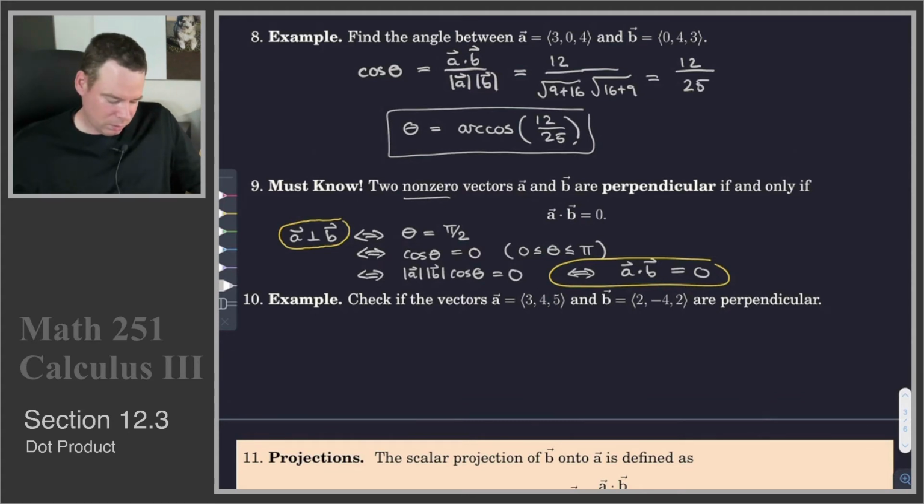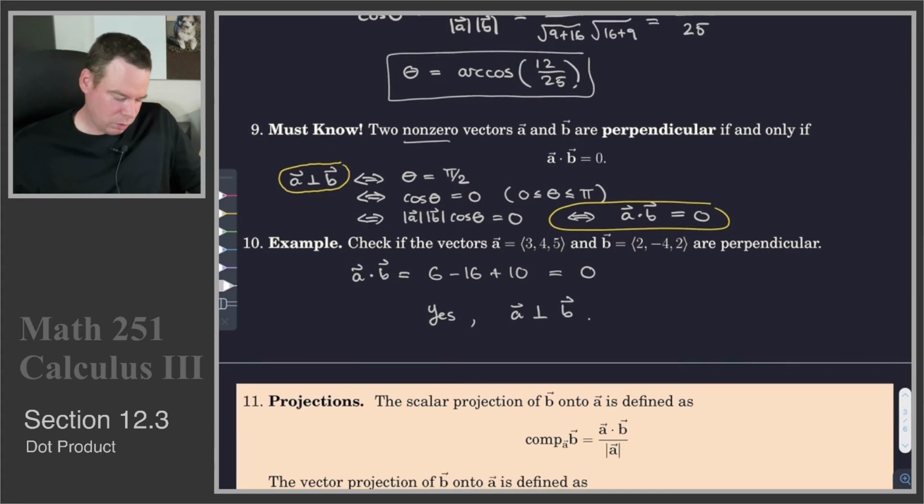So let's just try it for our first example. Let's check, are A and B perpendicular? Well, we take their dot product, and we get 3 times 2, which is 6, minus 16, plus 10. Oh, that's 16 minus 16, or 0, so the answer is yes. A is perpendicular to B.